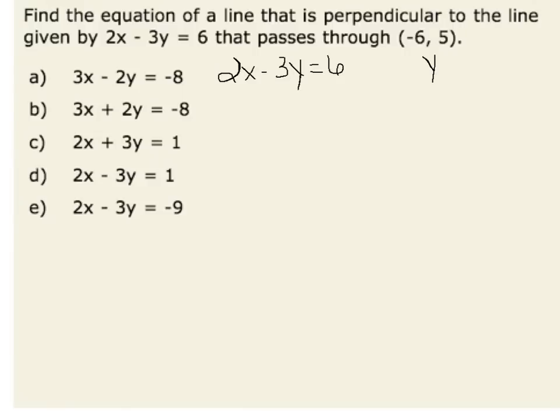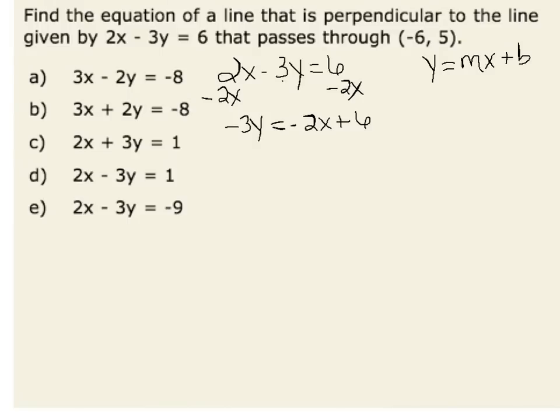One way to solve this problem is to identify the slope of this given line. We can do that by rewriting the general form of the line into the slope-intercept form, y equal to mx plus b, where m is our slope and b is our y-intercept. In order to do this, we are going to have to solve our equation for y. So I'm going to start by subtracting 2x from both sides, giving us negative 3y is equal to negative 2x plus 6.